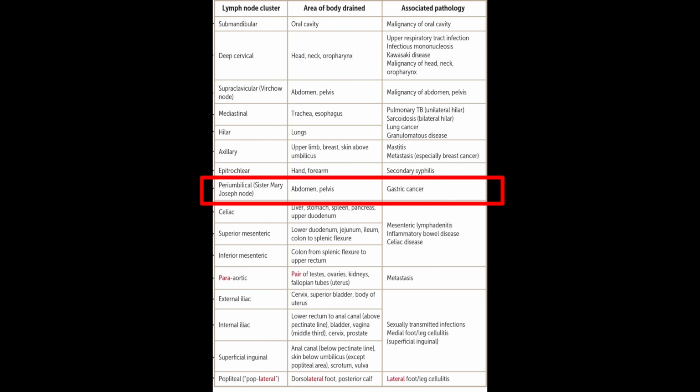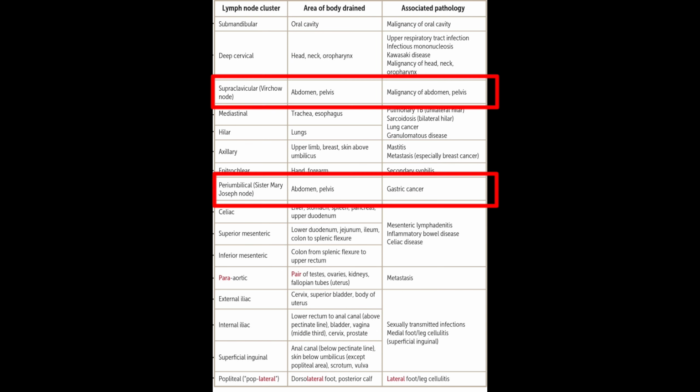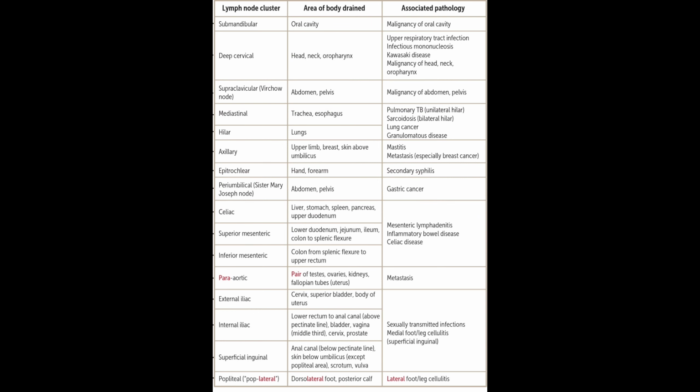The periumbilical lymph node is associated with gastric cancer, and it drains the abdomen and pelvis. So you have to know that there are 2 lymph nodes which drain the abdomen and pelvis. One is the supraclavicular lymph node, and another is the periumbilical lymph node. The periumbilical lymph node is also known as Sister Mary Joseph node.